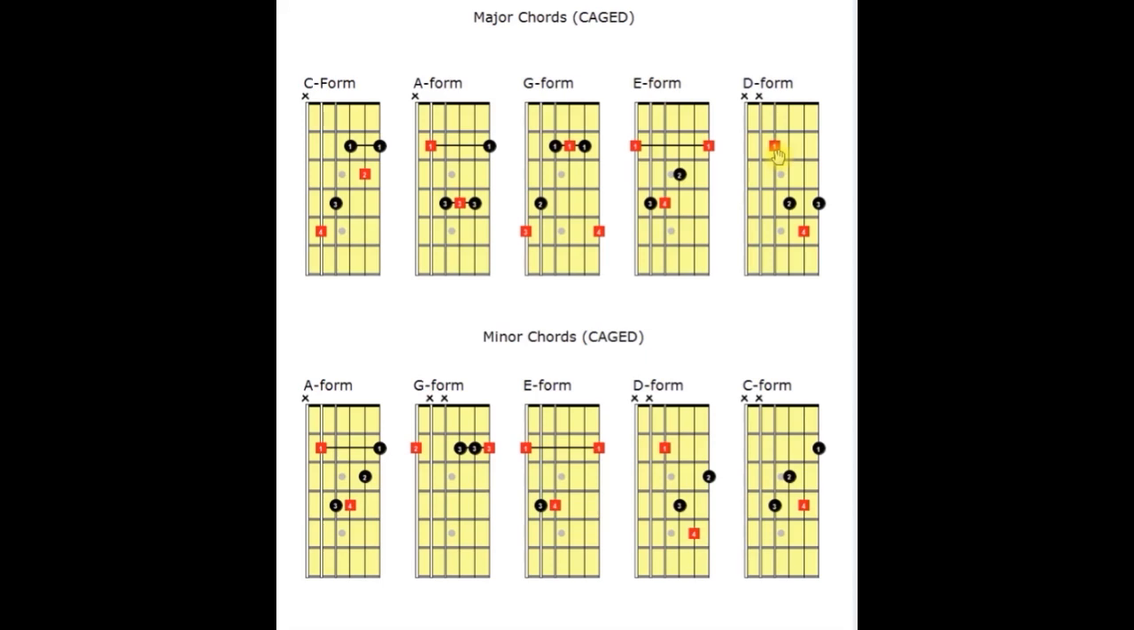And then you would do the same thing with the D and the A chord. So if you move that red square right there to the 12th fret, you would have the D form of a D major chord. And if you move the red square to the 7th fret, you would have the A major chord using a D form. So you have lots of horizontal movement on that D string.